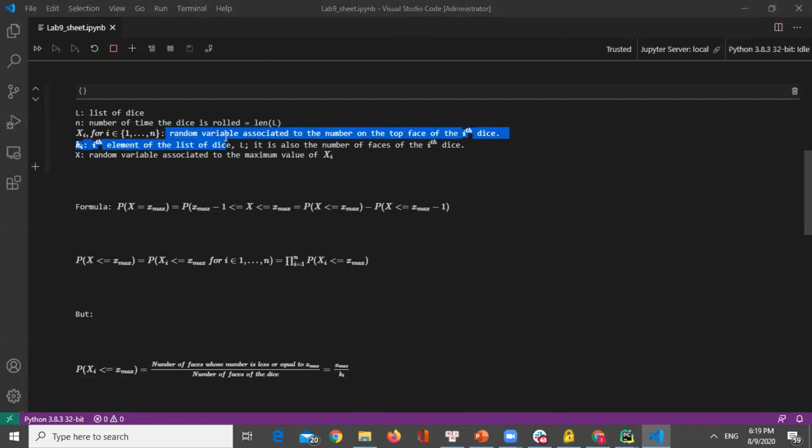Okay, so Xi is a random variable associated with a number. What do you mean by the element list of the dice? Does it mean like, let me try to see what you meant. Does it mean the list of the dice is from 1 to 6, right?